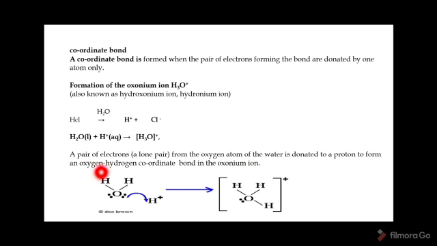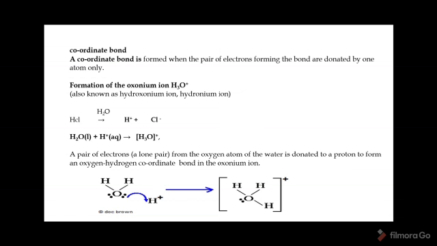So first, H2O: the oxygen has 6 electrons in the outermost shell. When it shares 2 electrons with the hydrogen atoms, it forms the water molecule. When H+ approaches this H2O, it has two lone pairs. So one lone pair is shared with the H+ ion and forms the bond. So this is actually a coordinate bond.